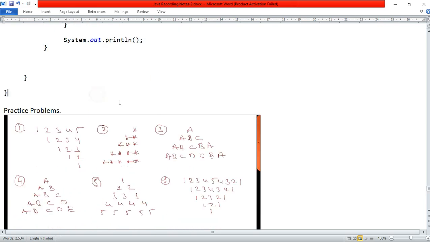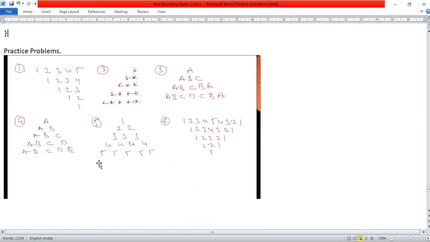Okay. Now these are the practice problems that you have to practice. Okay, so here we are going to stop, please. Now this is the end of for loop patterns. Okay.